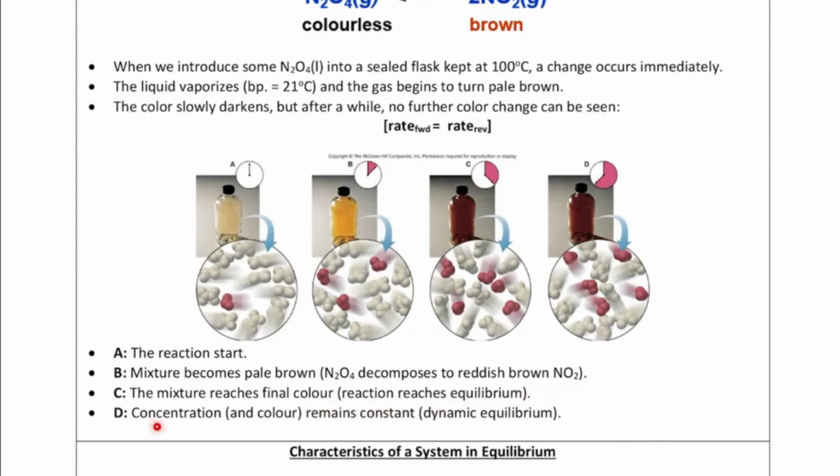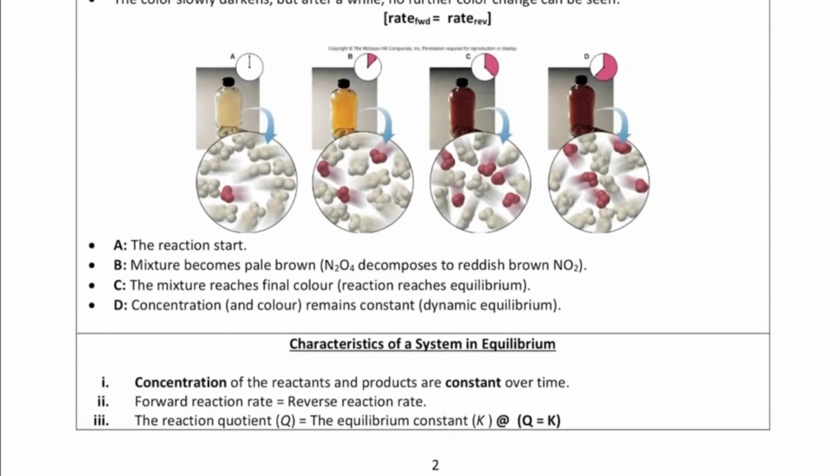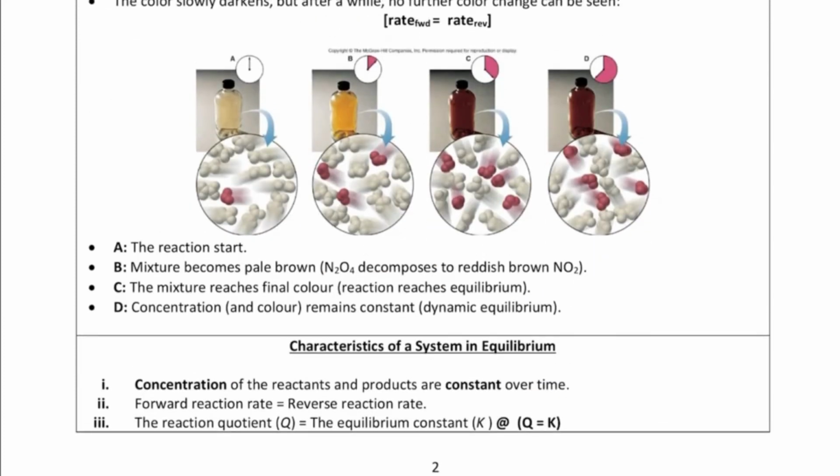So, kita biar lagi. The concentration and colour remain constant. That means at equilibrium, the rate of forward reaction equal to the rate of reverse reaction. And there will be no change in colour dekat sini lah. Tak ada perubahan colour. Okay, so you should be able to imagine equilibrium macam tu lah. Okay, and then next one, kita kena tahu adalah characteristic of a system in equilibrium.